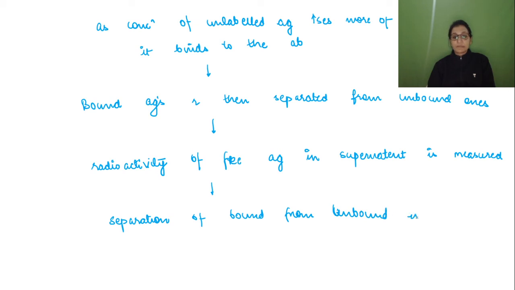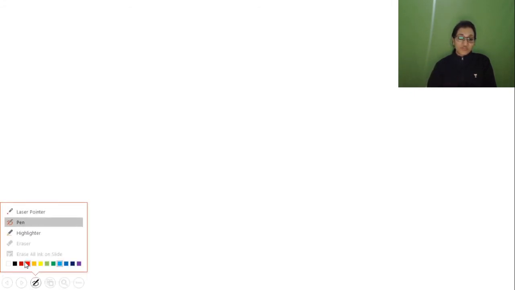Separation of bound from unbound is crucial. Initially the method of separation employed was a kind of secondary antibody, but that is not used these days. So whatever we have read, I hope you people have understood that. For the same, we'll just draw a picture also, so that things would be much more clear.